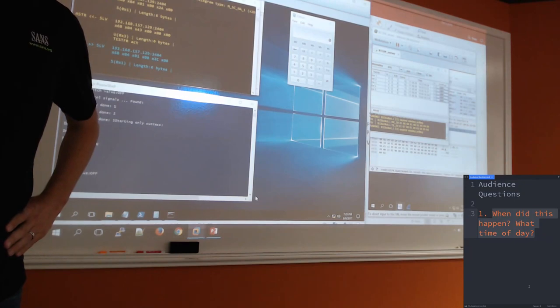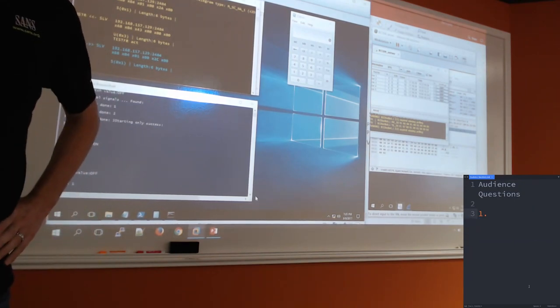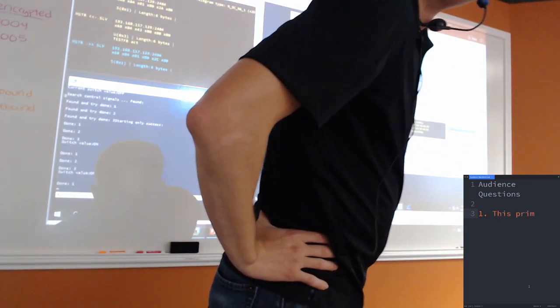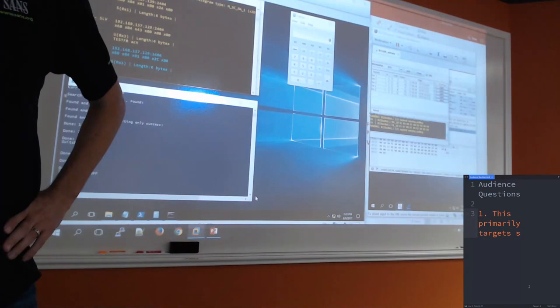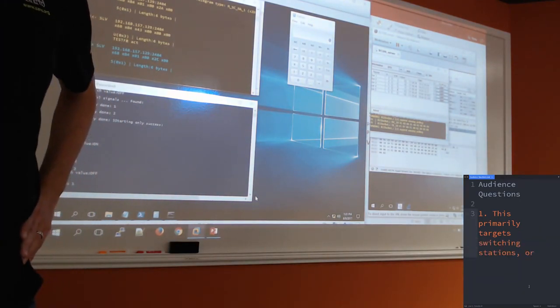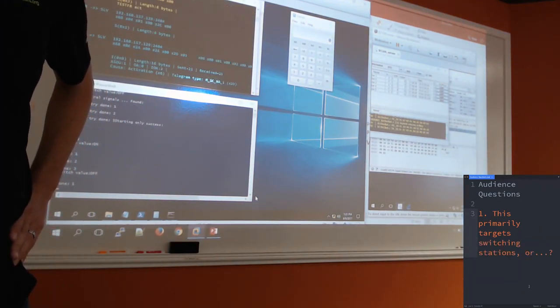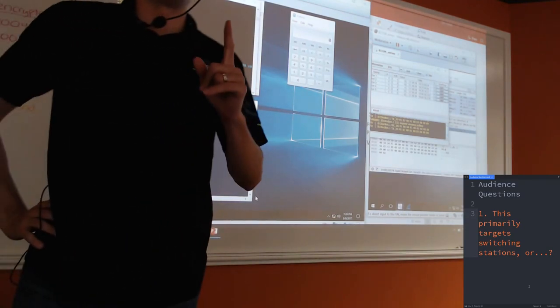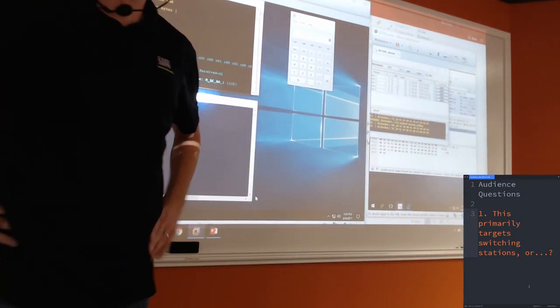So, question in the back. Oh, sorry, I can't hear you. Yeah, so the big question was what specific kind of stations this targeted. This was completely a transmission setup, one transmission substation. So, just one.